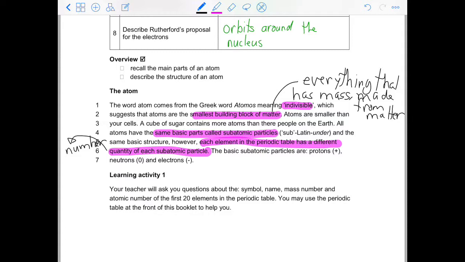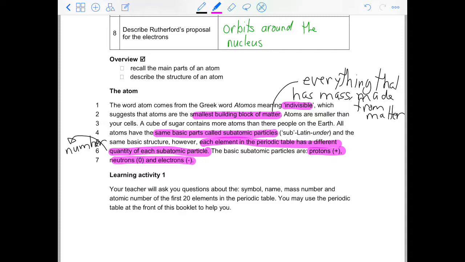So for example, iron has a different number of protons than sulfur, which has a different number of protons than oxygen, which has a different number of protons than sodium. This is how we tell them all apart, is by these different numbers of subatomic particles. There are more than 3 subatomic particles, but the 3 that you need to worry about for here are the protons, the neutrons, and the electrons, and you will need to know the charges of them as well. So if you need to, pause the video, take some time, memorize those, and then come back.